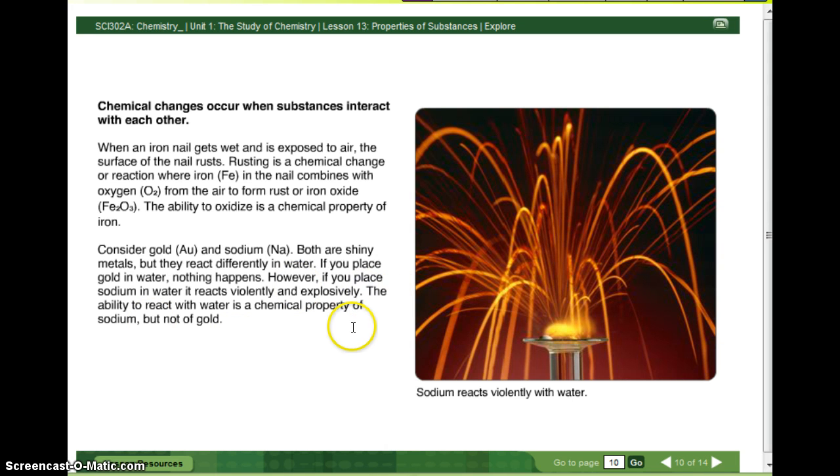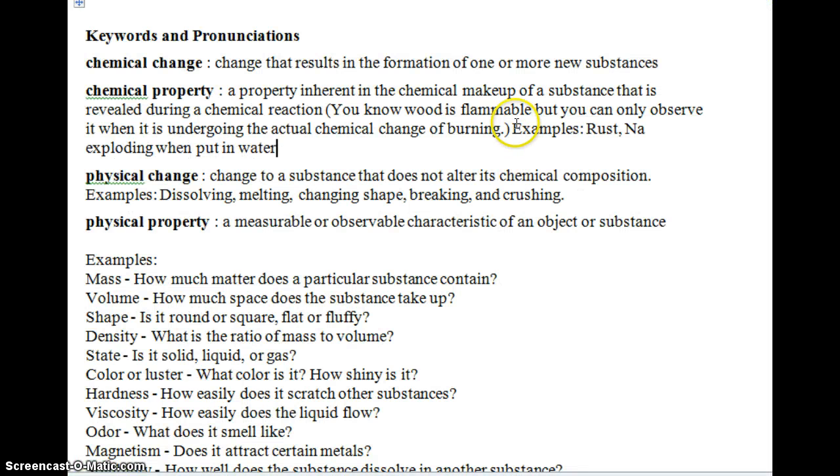All right, the ability to react with water is a chemical property of sodium, but not of gold. And again, it's chemical. You have fire. Anytime you have fire, think chemical, and it's changing it into something else. And I just added these examples to our chemical property, rusting and sodium exploding when put in water.